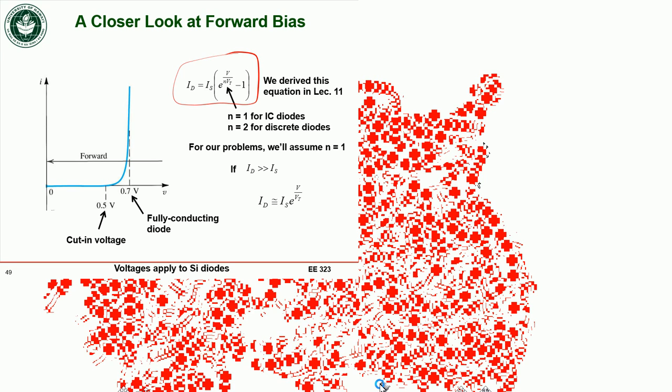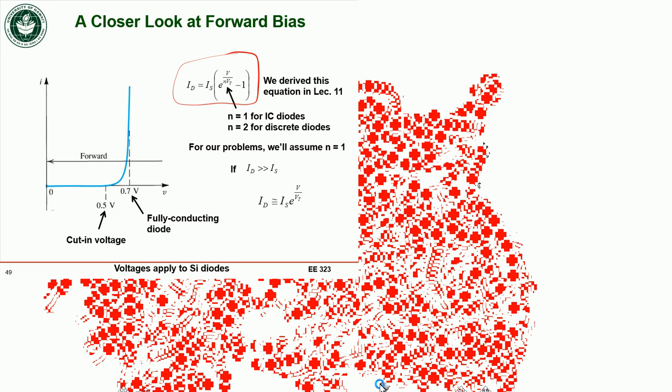This really is process dependent, so it depends on how you make the diode. n equals 1 if your diode is made on an IC, and n equals 2 if your diode is a discrete diode like the one in the lab. For this class, we're just going to assume that n equals 1. Okay, so don't worry about that n factor there.